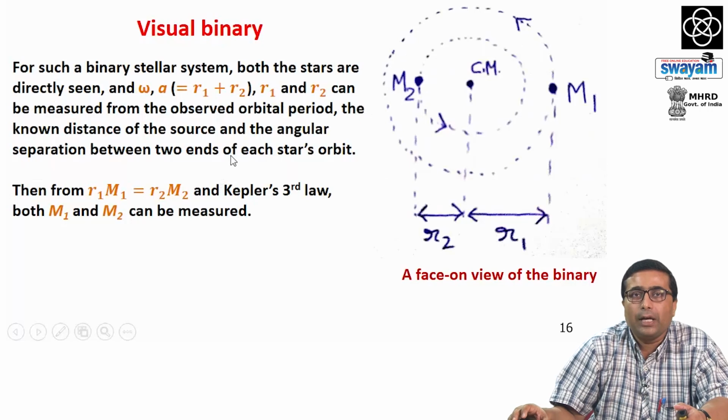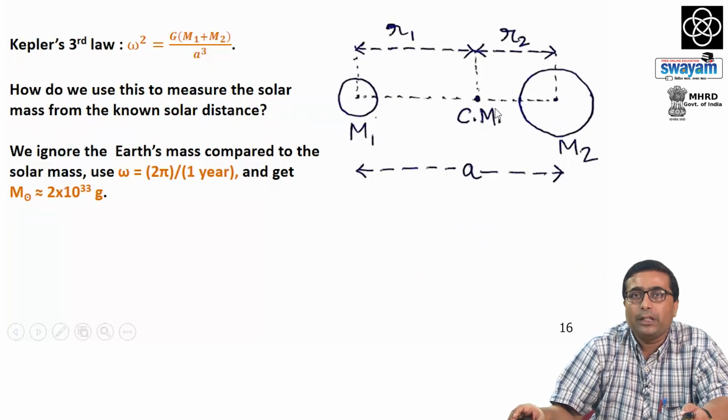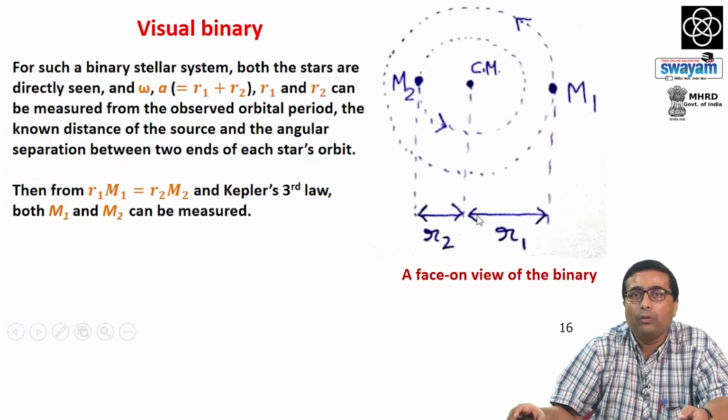Now, let us consider a visual binary system. Let us see this picture, where this is the center of mass. Around it two masses m2 and m1 are rotating. This is the same as the picture that I showed earlier, but now in the face on view, where the observer inclination angle is along the perpendicular direction to the orbital plane.